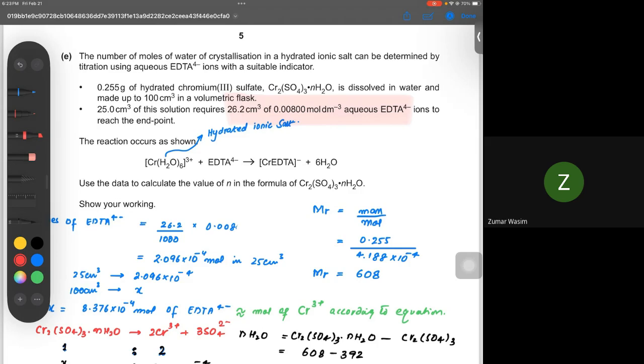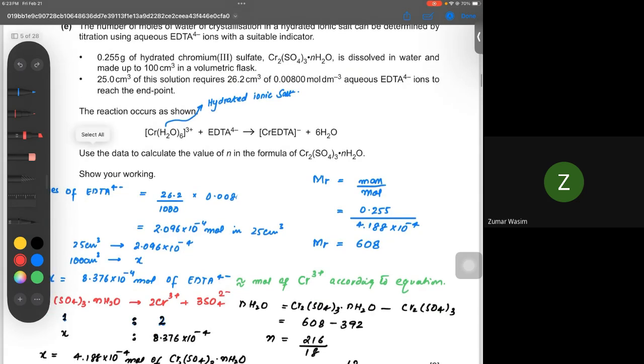So the concentration is 0.008 and the volume is 26.2. You have to convert 26.2 from cm cube into dm cube, so I'm going to divide it by 1000. After solving, I would be getting this many moles of EDTA4- in 25 cm cube, because it's going to do a chemical reaction with 25 cm cube. I have taken this 25 cm cube from 100 cm cube solution. That was your stock solution.